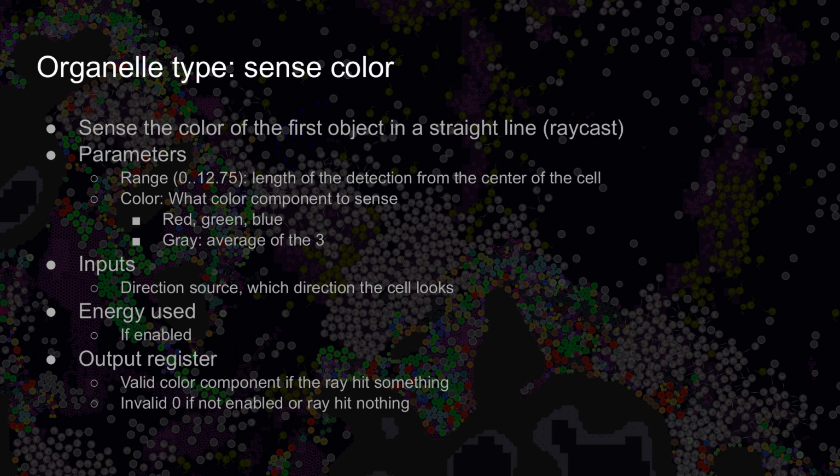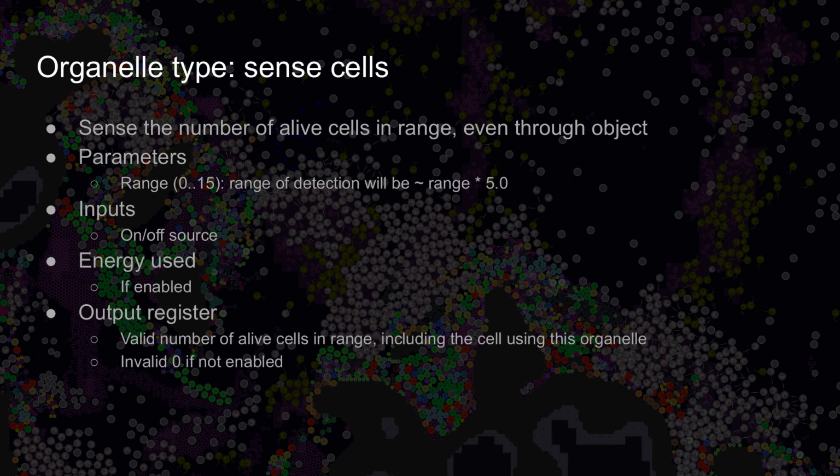The organelle takes one input, a direction, where the ray will be cast. The organelle uses energy if it receives a valid direction input. The output is the color component the ray detected, or invalid zero if nothing is detected or the organelle is not enabled. The last type of sense organelle is sense cells.